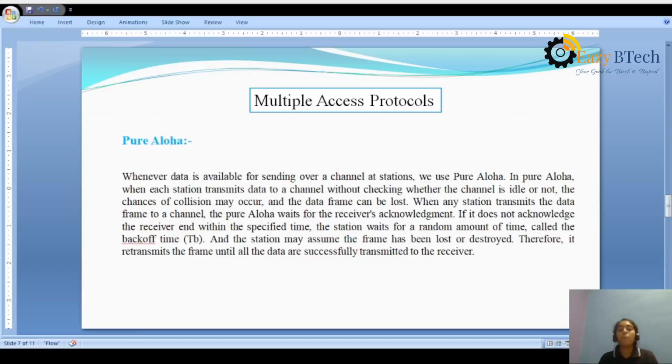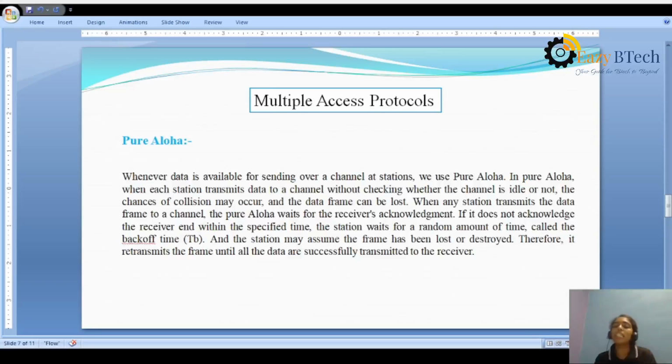What is meant by pure Aloha? Whenever data is available for sending over a channel at a station, we use pure Aloha. What rules does this type of Aloha follow? In pure Aloha, each station transmits data to a channel without checking whether the channel is idle or not.